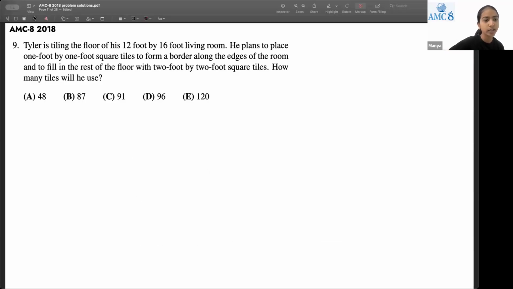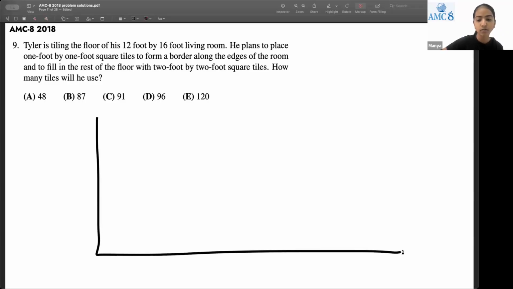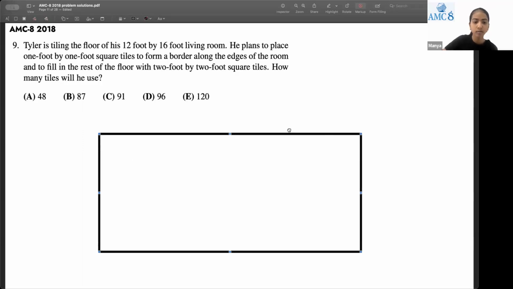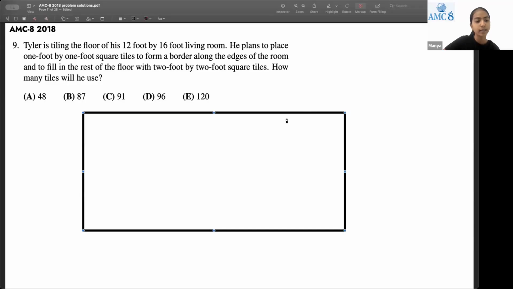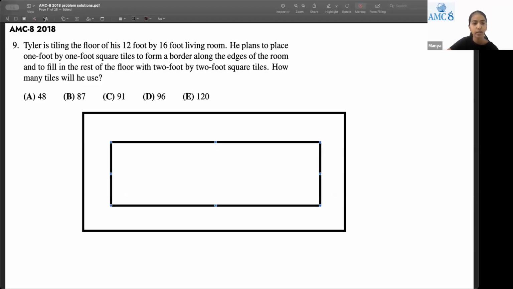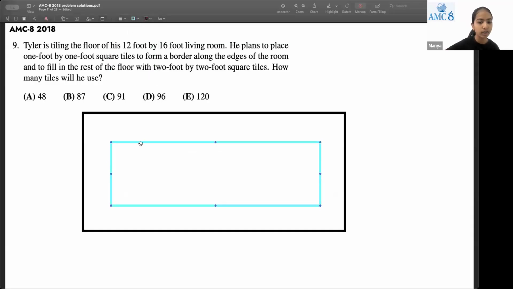Tyler has a rectangular living room that is 12 feet by 16 feet. So this is how the rectangle of his living room will look. Now, he wants the border to be 1 by 1. I'll change the color. The border will look something like this part. This part inside will be the inner part, and the border will be the outer part here.